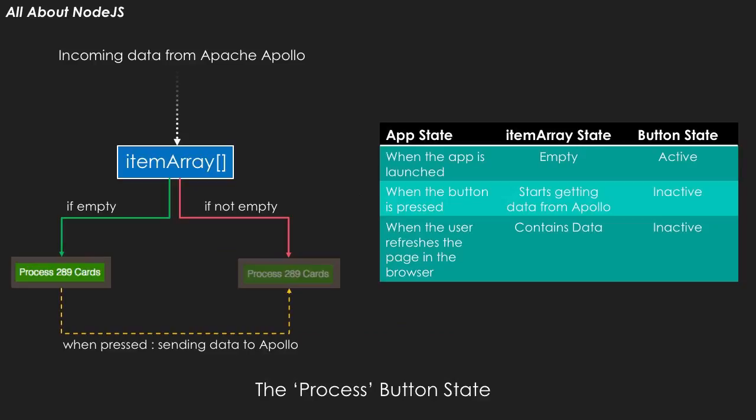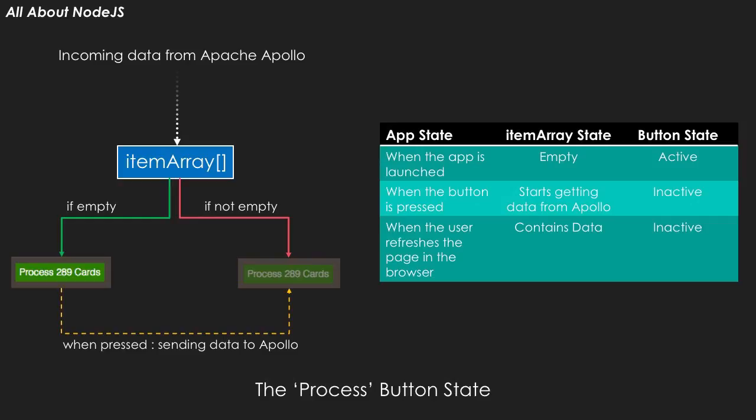So to summarize, we would be storing the data that we receive from Apache Apollo in an array called item array. And from there, we will send the data onto the page using socket.io. So when our Happy app is launched, this array would obviously be empty, and hence we would want our button to be active. Now do note that by default, this button comes disabled using a CSS class called inactive. So making the button active means removing this CSS class and vice versa. We'll use jQuery for that.